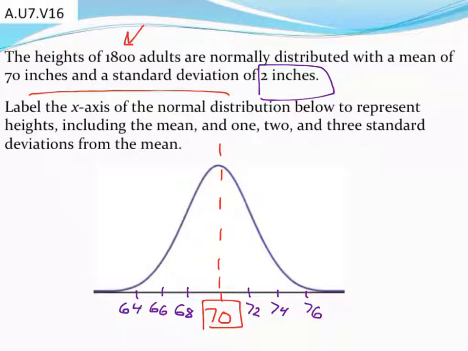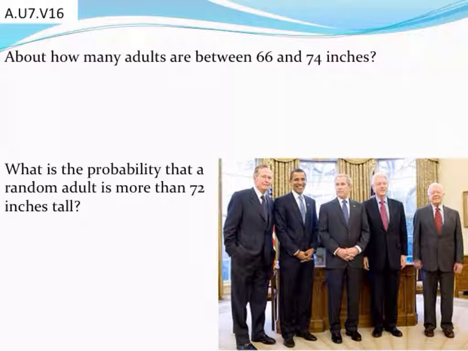And now that we have this graph labeled with mean and standard deviations, we can use the empirical rule to answer some questions. First up, we want to figure out how many adults. Now that's important, how many. They're not asking for a percent this time like we did in our last video. They're asking for an actual number from our data. So we're going to use that 1,800 here in just a moment. First of all, though, we want to know about how many adults were between 66 and 74 inches.